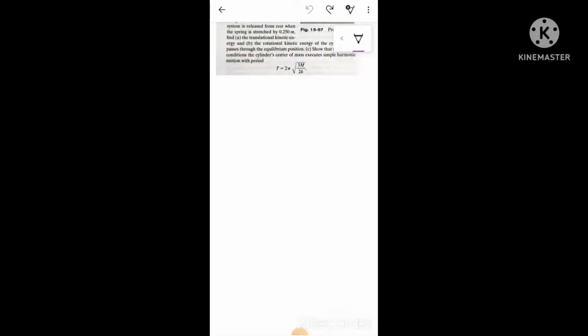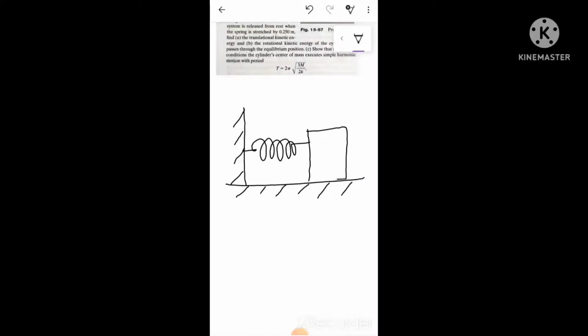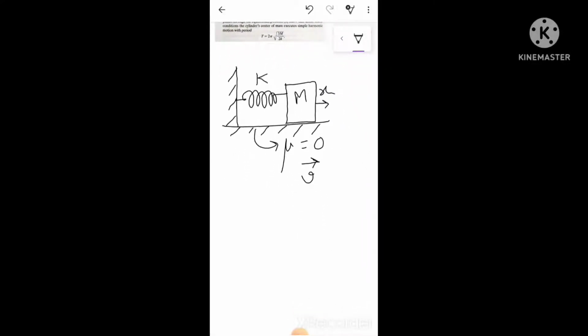So let us first draw that system. Let's say this is a rigid wall, and here I have a spring and a mass block kept on a smooth frictionless surface. Say the mass is m, the spring constant is k. I pull this block a bit and displace it by some x displacement, so it will oscillate. Let's say it has some velocity v, and with this velocity it moves towards the right side.